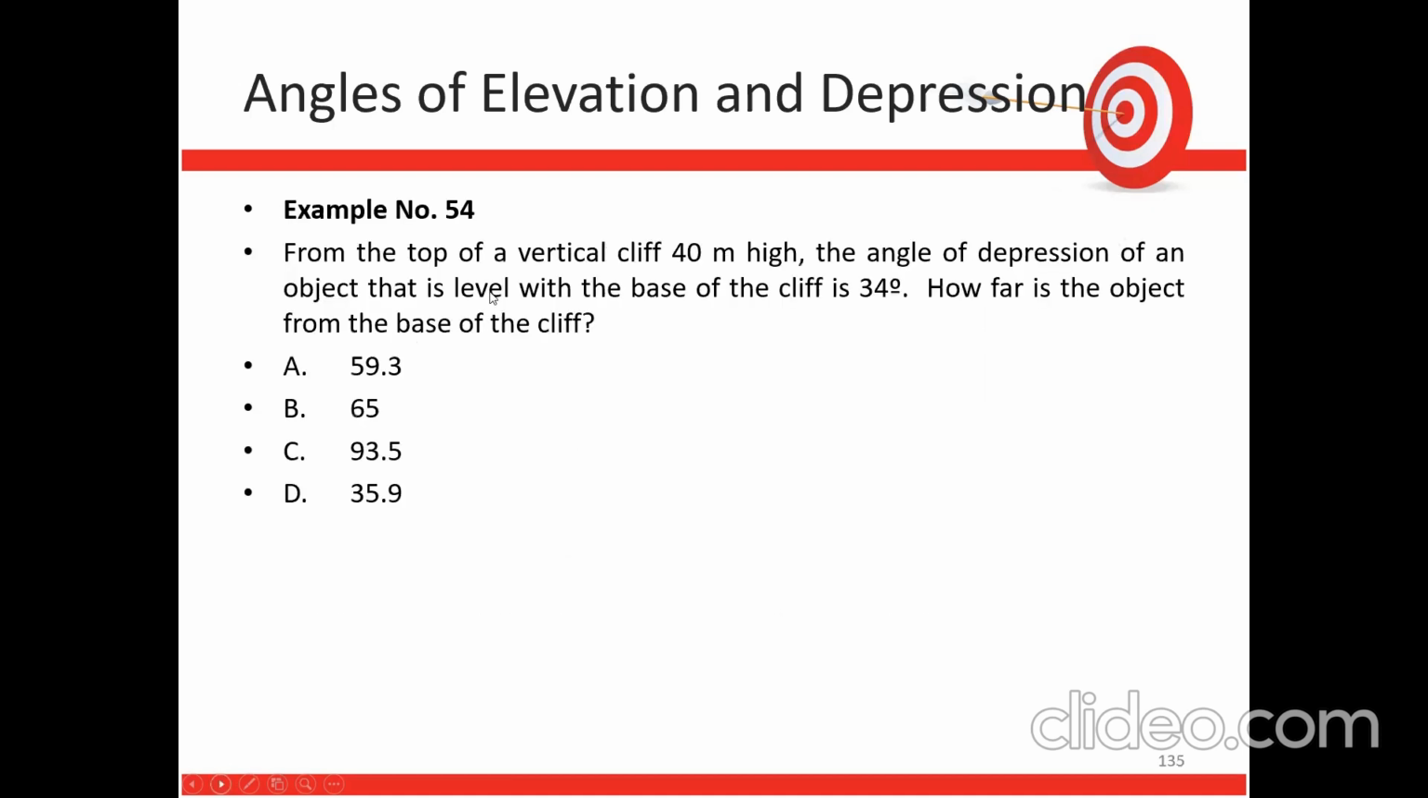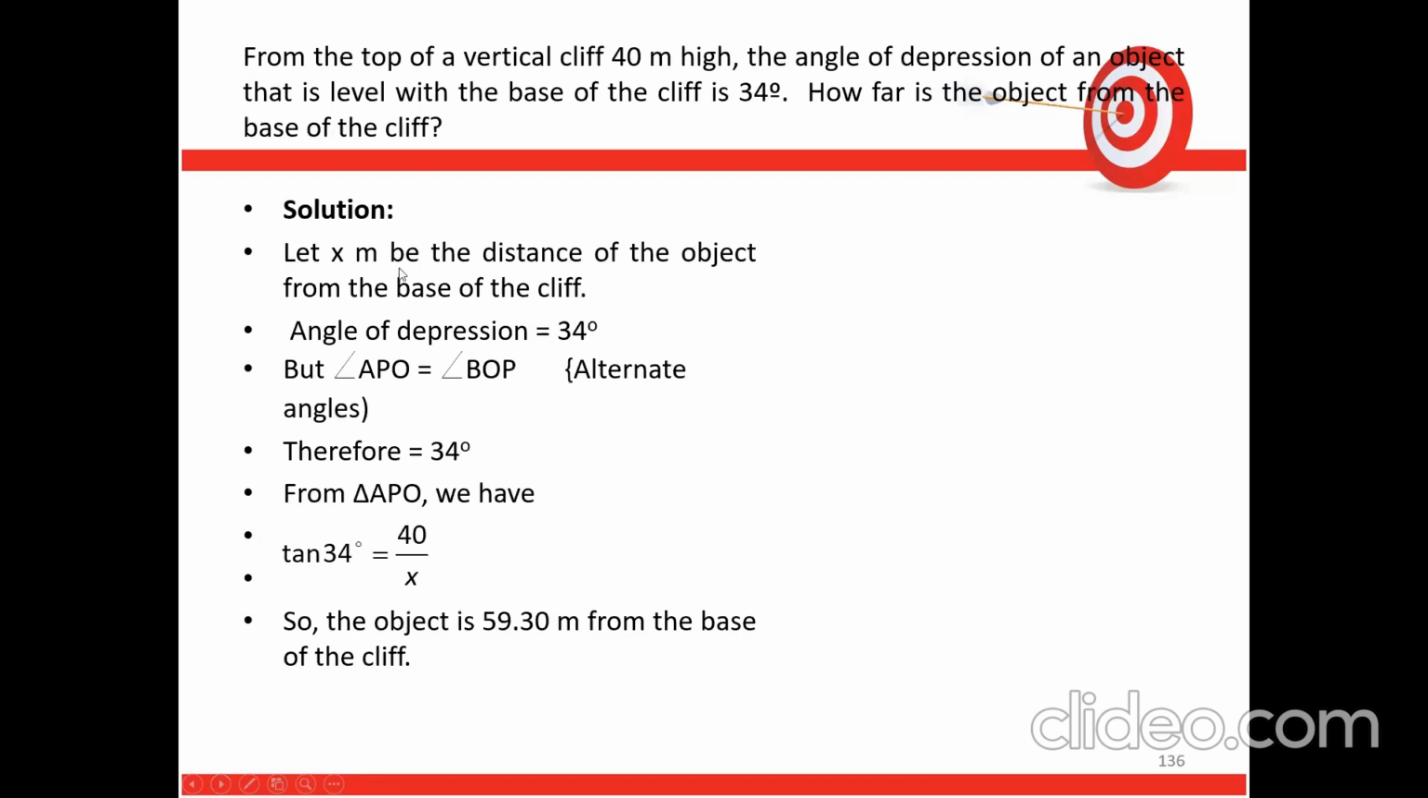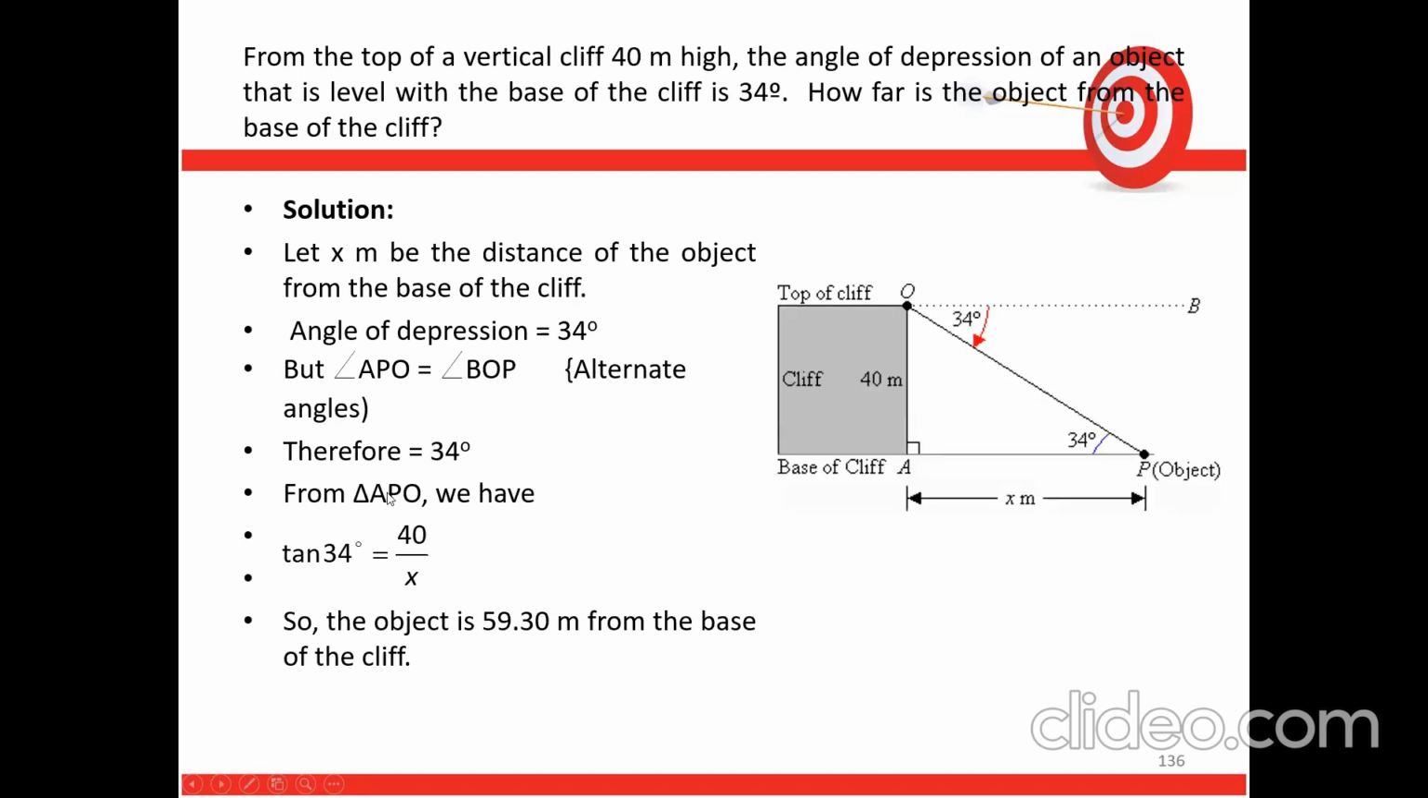Example number 54. From the top of a vertical cliff 40 meters high, the angle of depression of an object that is level with the base of the cliff is 34 degrees. How far is the object from the base of the cliff? So let x meters be the distance of the object from the base of the cliff. Angle of depression is 34 degrees. So that is tangent 34 is 40 over x. So the object is 59.3 meters from the base of the cliff. Ito pala yung drawing, naka-animate.